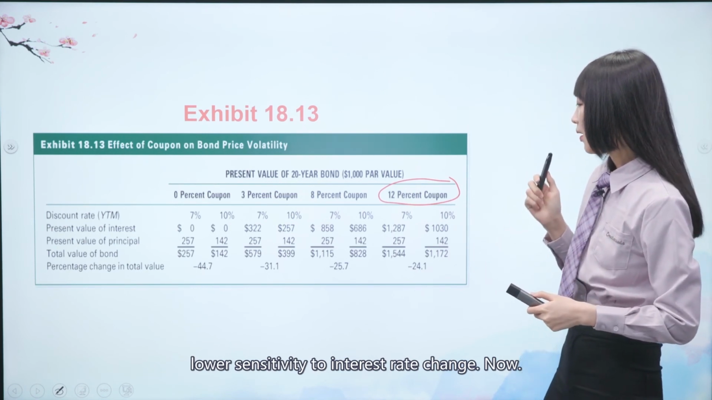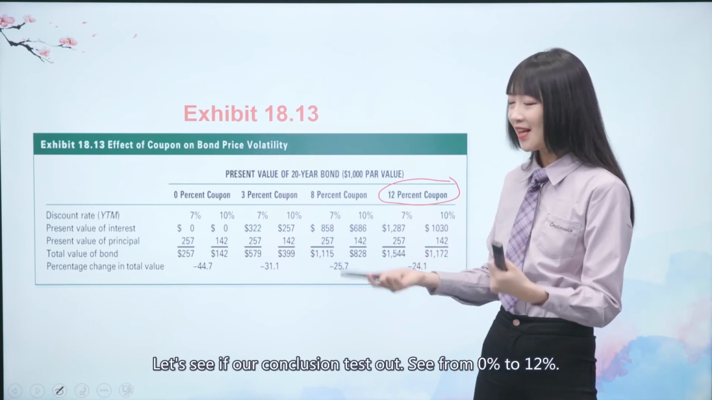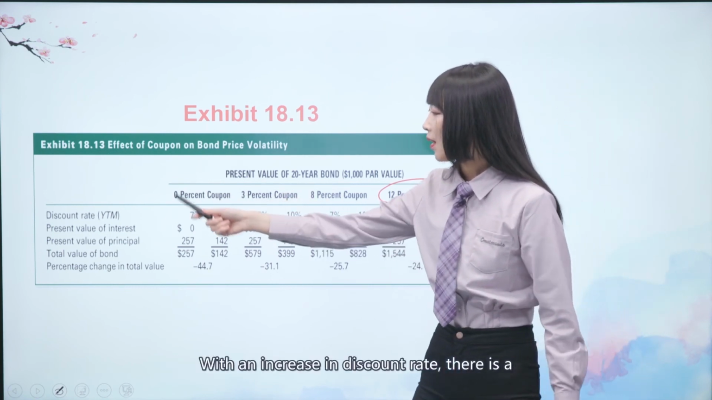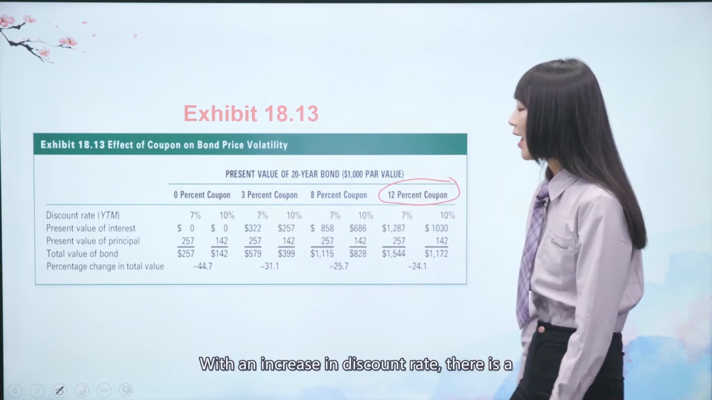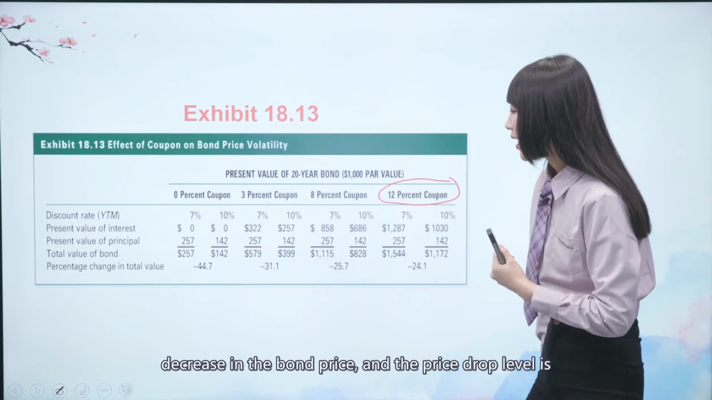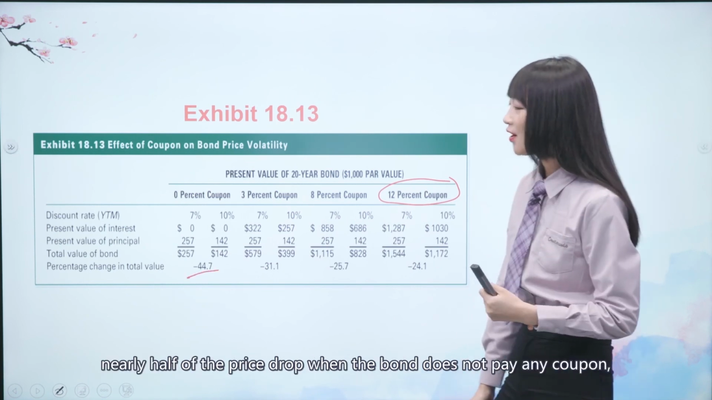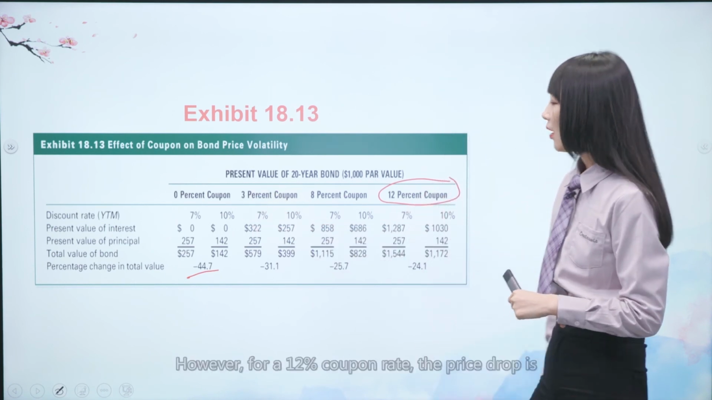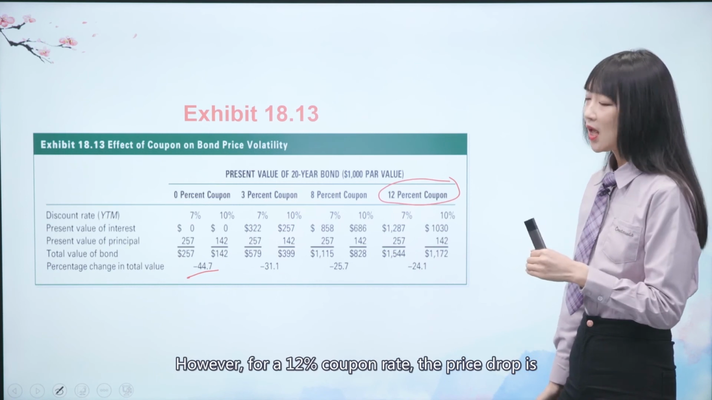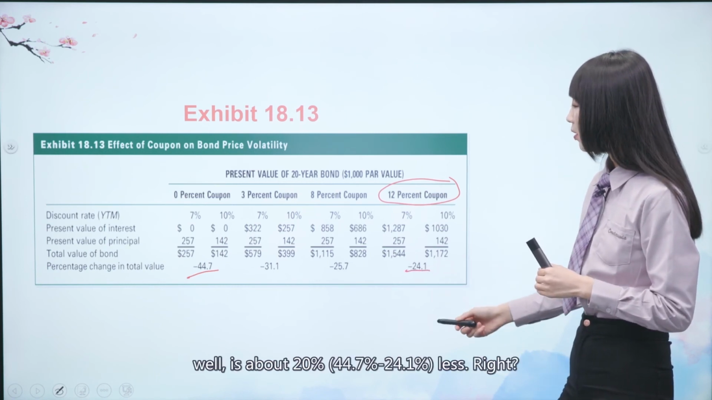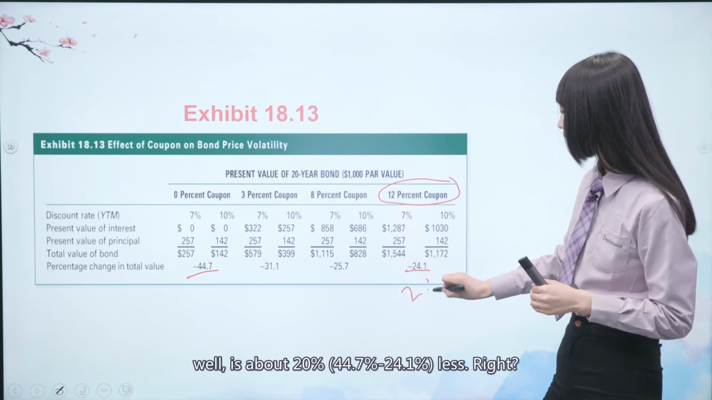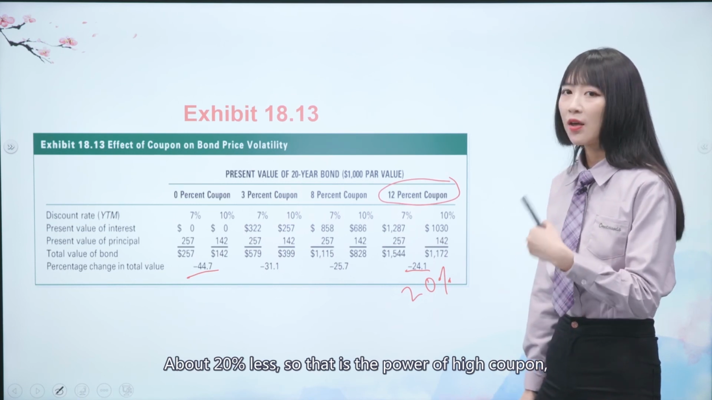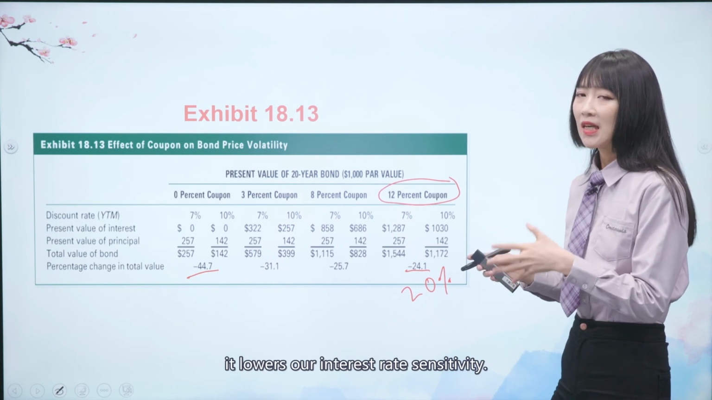Now, let's see if our conclusion tests out. See, from 0% to 12%, with an increase in discount rate, there is a decrease in the bond price, and the price drop level is nearly half of the price drop when the bond does not pay any coupon. However, for a 12% coupon rate, the price drop is about 20% less, right? About 20% less. So that is the power of high coupon. It lowers our interest rate sensitivity.